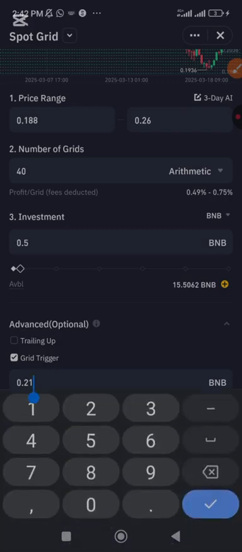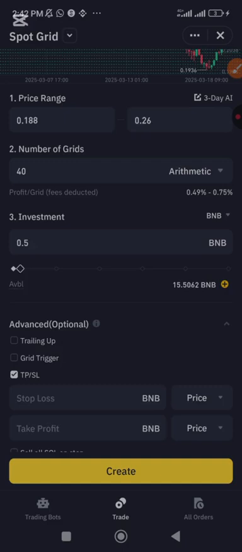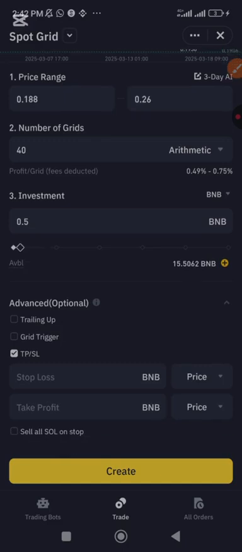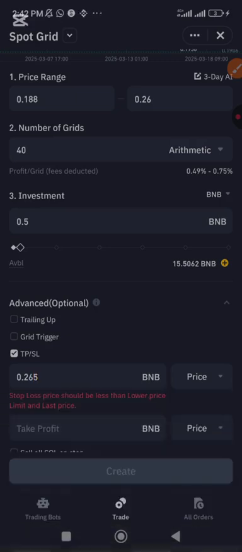So what I want to do now is very simple. I want the whole thing to trigger and start working this minute, so I don't need to put any trigger price. Then take profit and stop loss. If you want the system to automatically close the trade, you can put the price you want it to close the trade. I can put 0.265 as the take profit.